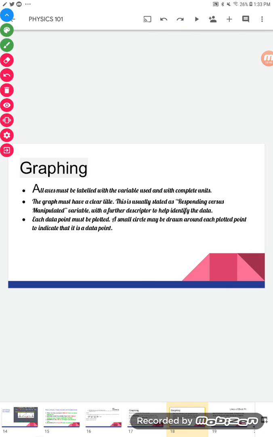The axes must be labeled, so you must have time in seconds and distance in meters properly labeled. The graph itself must have a title, so you might say distance over time of a car traveling from here to Medicine Hat. Then you could calculate the speed of that car, the average velocity of that car, which we will do later. You must have each data point plotted. A small circle could be there, just make sure it's visible.